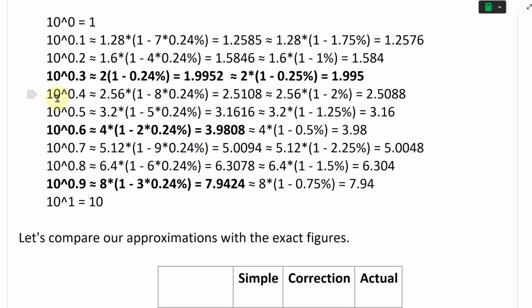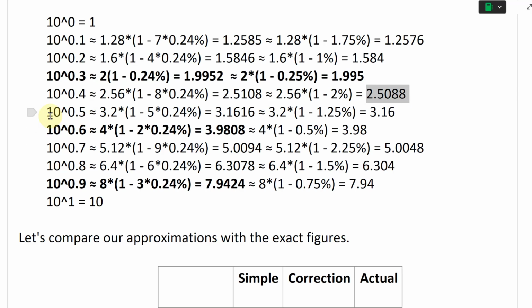And then the next one, 10 to the 0.4. This is 2.56. And this is applied there 8 times. And this one, 8, this just means it would be 2%, or approximately 2%. And this one would be subtracted by 2%. So this is right here, 2.5108. Or apply it simplified to 0.25, you get 2.5088.